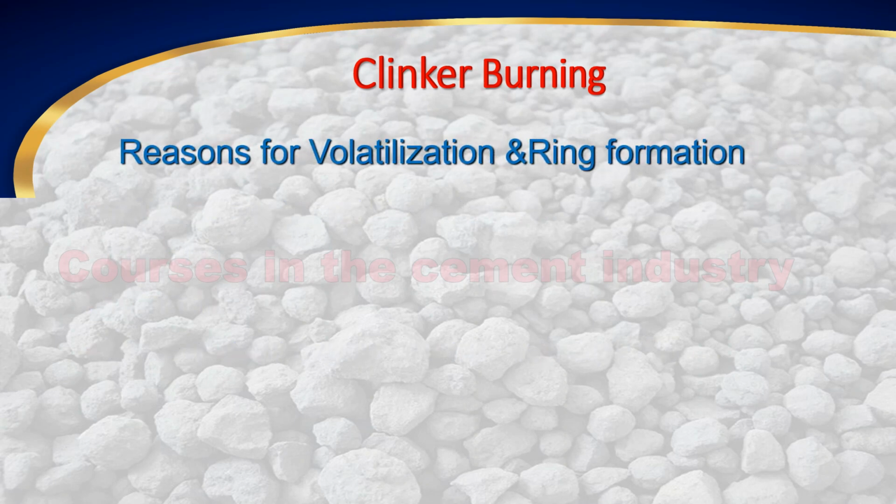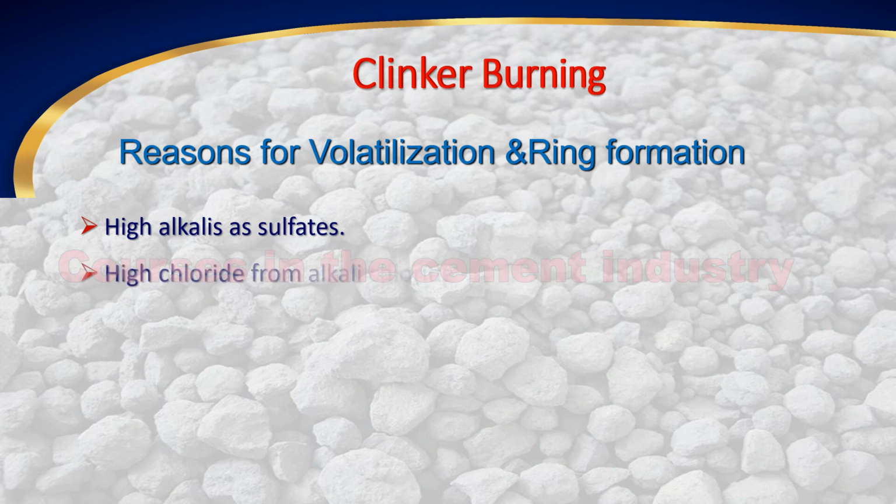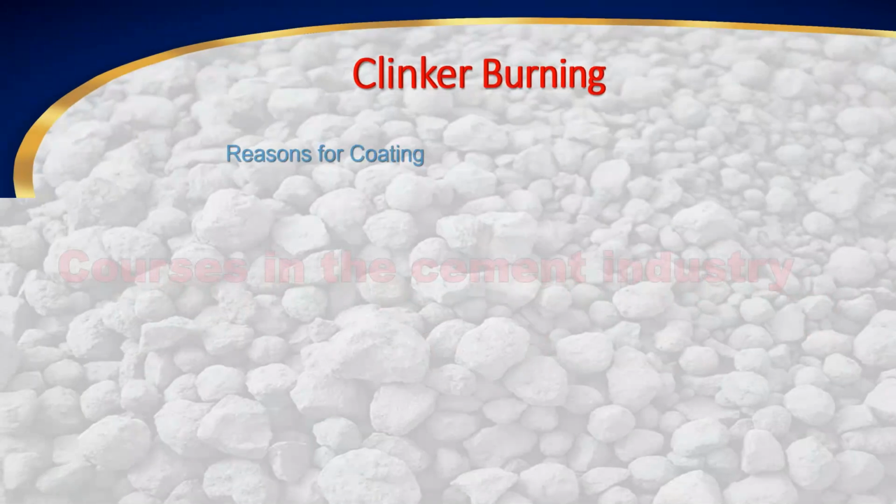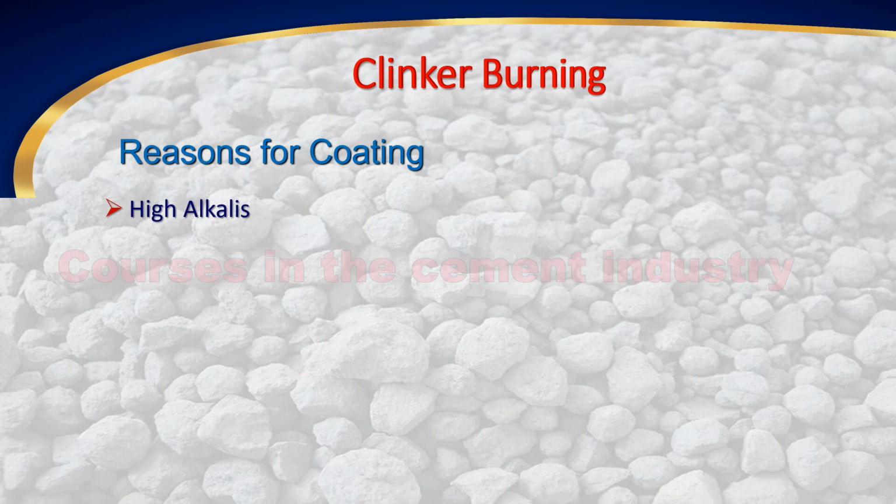Reasons for volatilization and ring formation. 1. High alkalis as sulfates. 2. High chloride from alkali chloride, which is volatile and causes ring formation by acting as a catalyst forming spurrite, 2C2S·CaCO3. Reasons for coating. 1. High alkalis. 2. High sulfur causes excessive liquid formation.